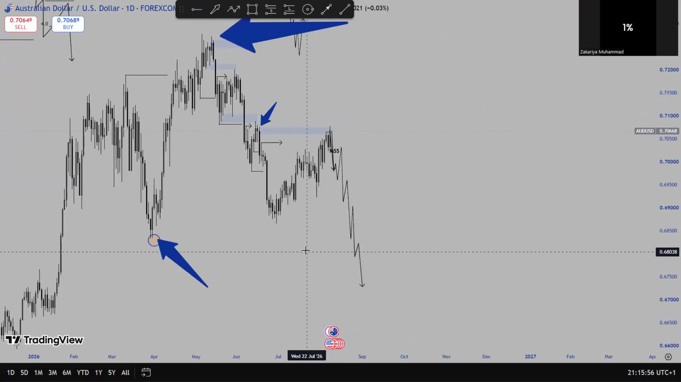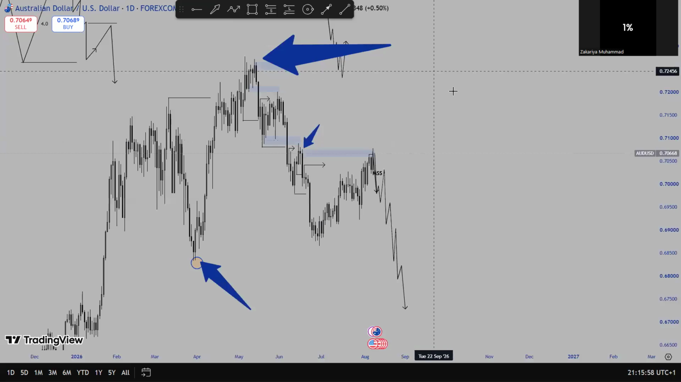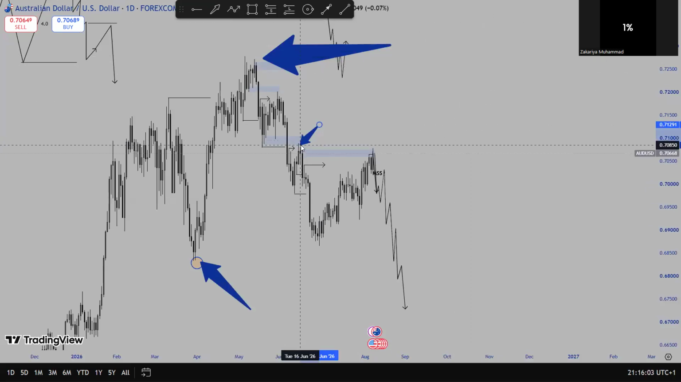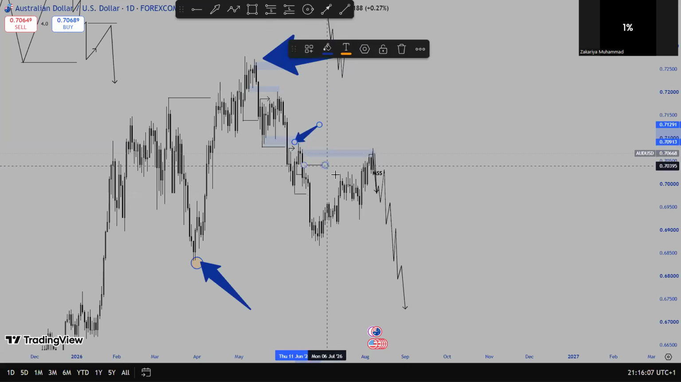That's when you will be looking for, okay, now we're in an impulsive move. If you don't have a close above this high, you will not be looking for any buys. You continue selling down because this is the internal structure you're dealing with. So internal structure must turn bullish before you look at the external structure in higher time frame.